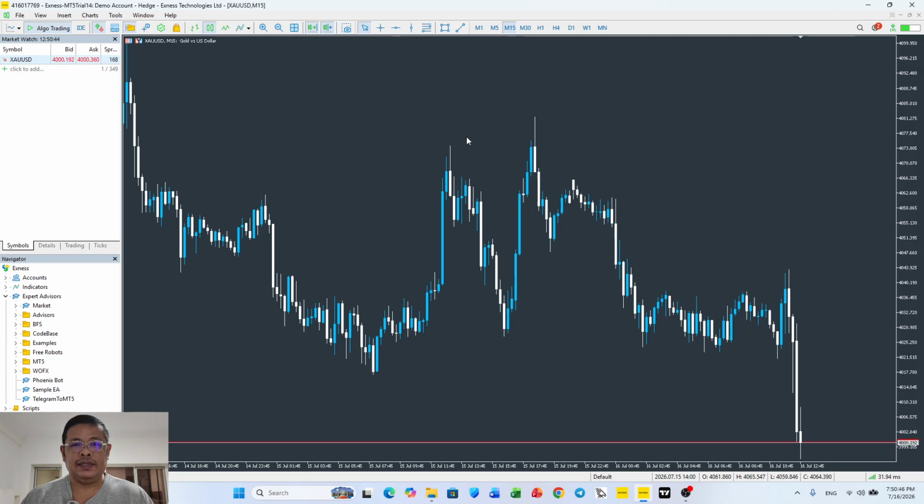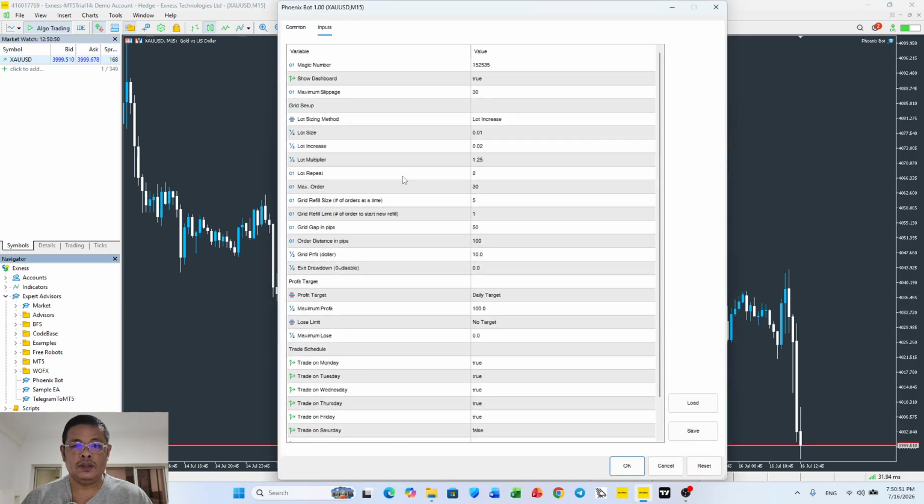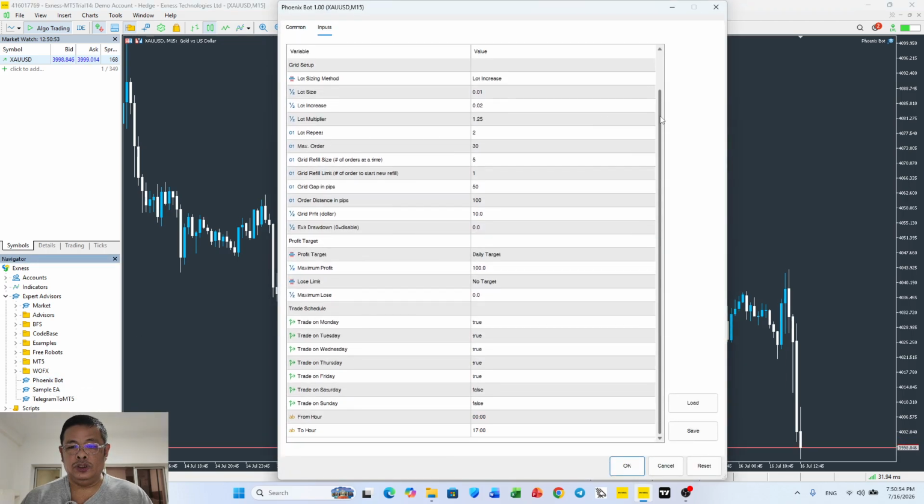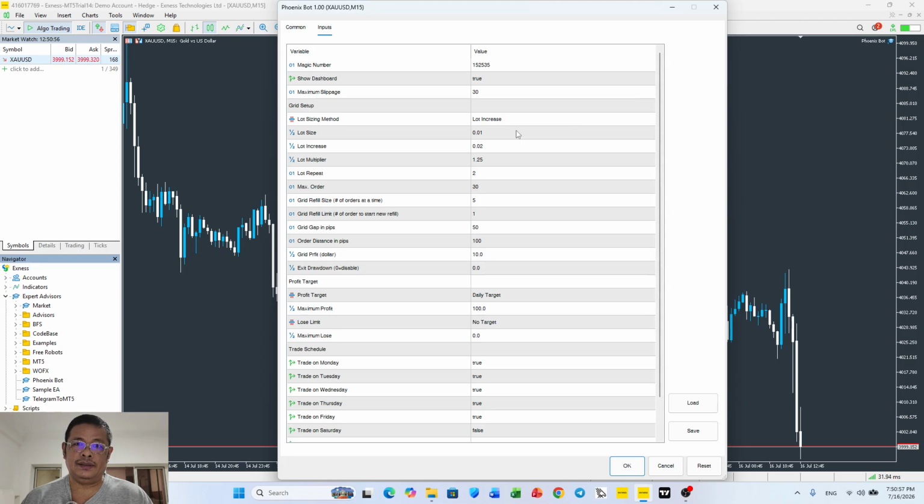The second thing that I want to clarify is about settings. It's all about settings. It works if you set it correctly. So my suggestion is that before you run the Phoenix bot on your account, you have to do backtesting. Why do you need to do backtesting? Because backtesting gives you confidence in the setting itself. You will find out what setting works best in terms of risk and profit.